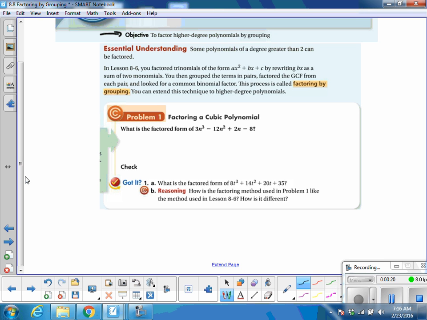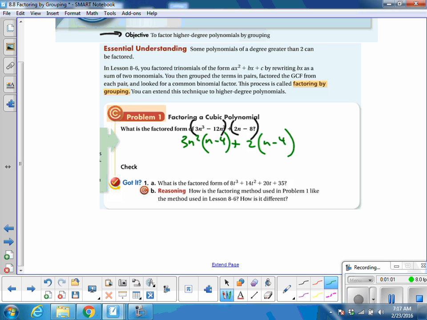The factored form of 3n cubed minus 12n squared plus 2n minus 8. First thing I'm going to do is look at all the pieces here and see if there is anything that I can factor out of all of it. And there's nothing there, but I can do some grouping. I can group like this, and then I can factor out some pieces. Like for instance, in the first grouping here, looks like I can factor out a 3n squared, and that'll give me n minus 4 plus, and in the second group looks like I can factor out a 2, and that gives me n minus 4 again.